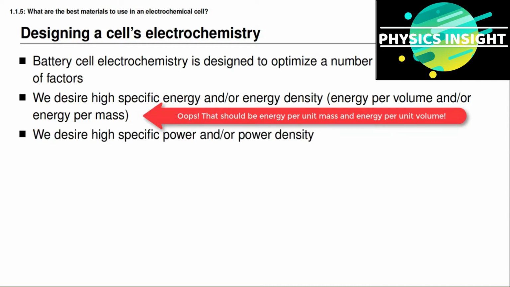We also desire high specific power and high power density. Specific power has to do with how much power I can pull out of a battery per unit volume, and power density is how much power I can get per unit mass. Power is the rate at which we use energy. And so the energy capacity of a battery cell tells me how much work I can do in total, and the power capability says how quickly we can pull that energy out to do work.